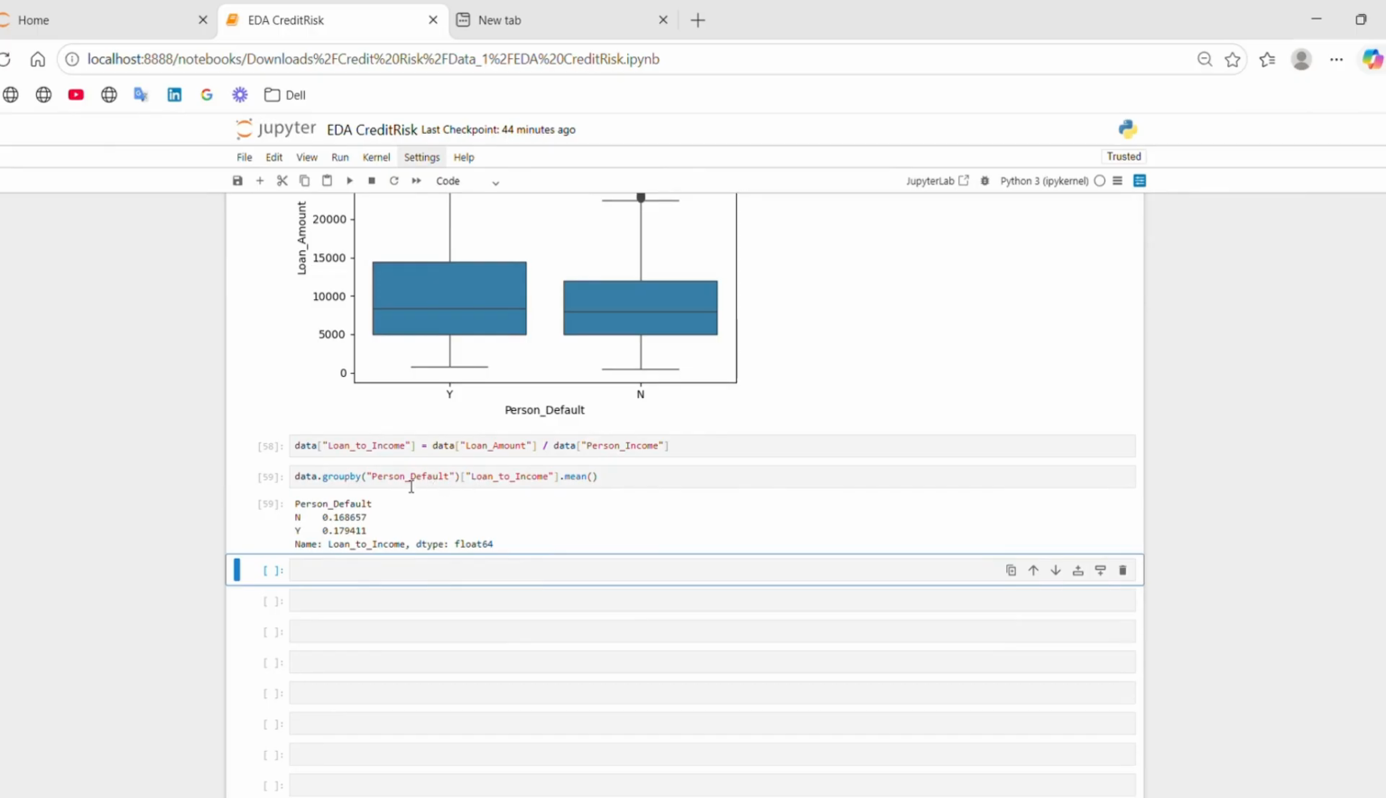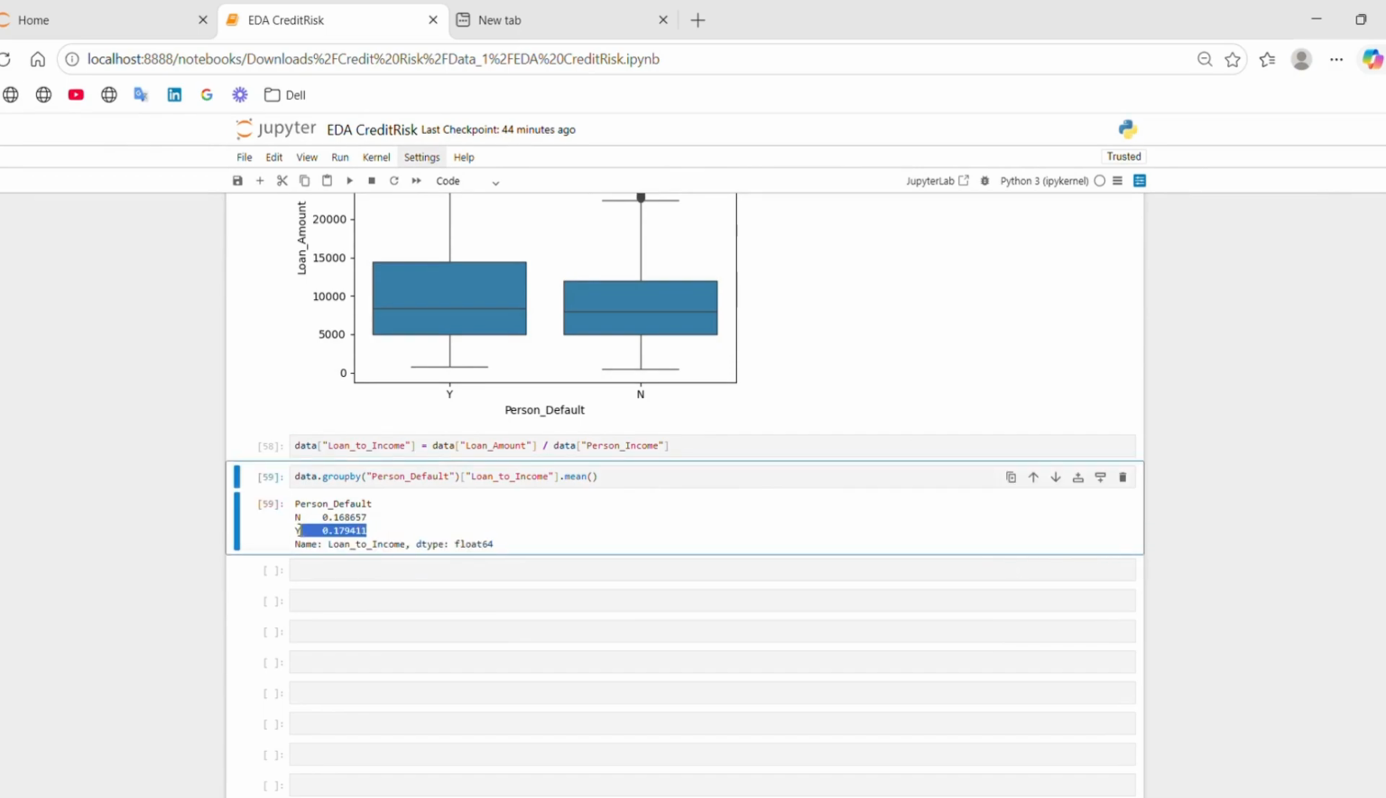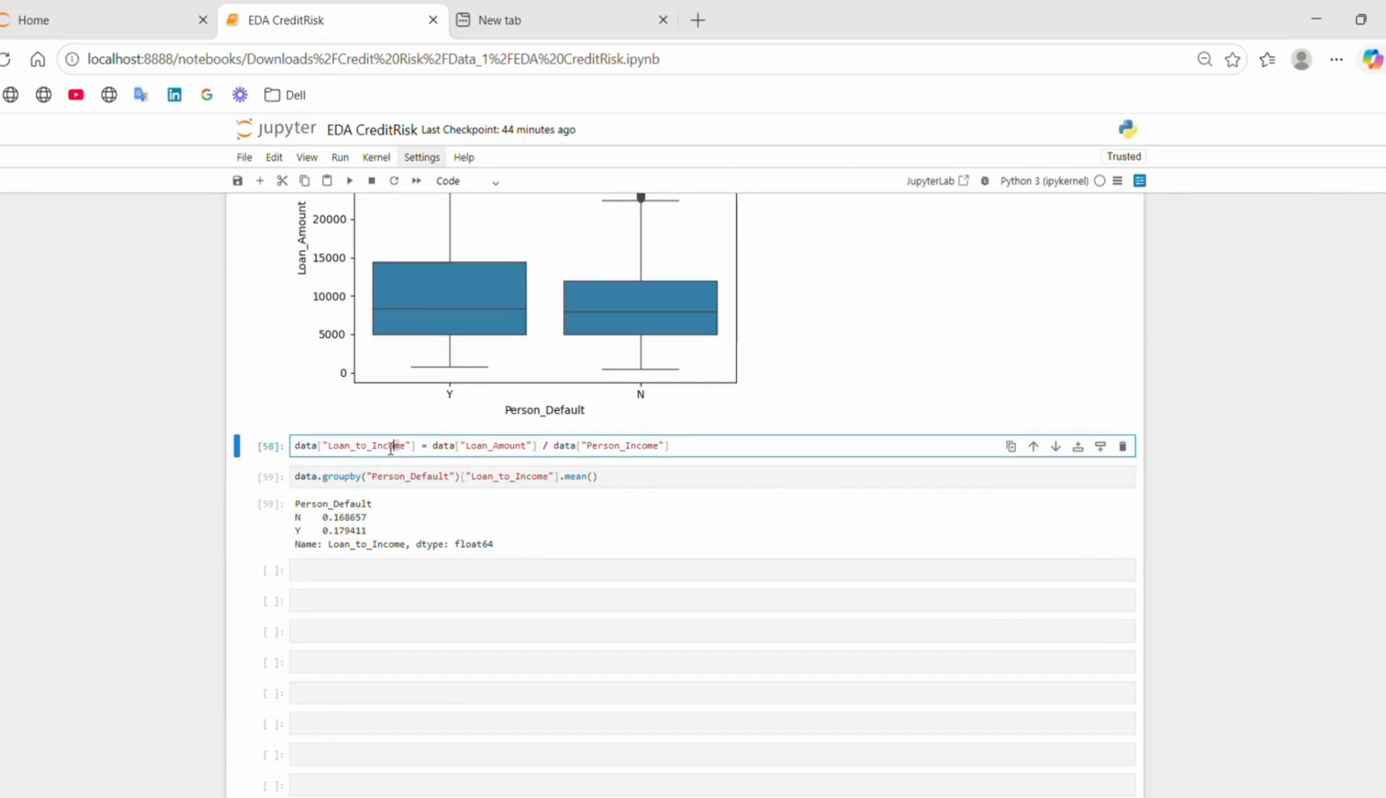That's why we calculated a variable called loan to income, and we did a bivariate with the person default, that is the target variable, and we see that the defaulters have a higher loan burden relative to their income. That's the beauty of this loan to income variable with respect to the loan variable, how exactly the income portion helps, and this is much stronger than the loan amount alone.